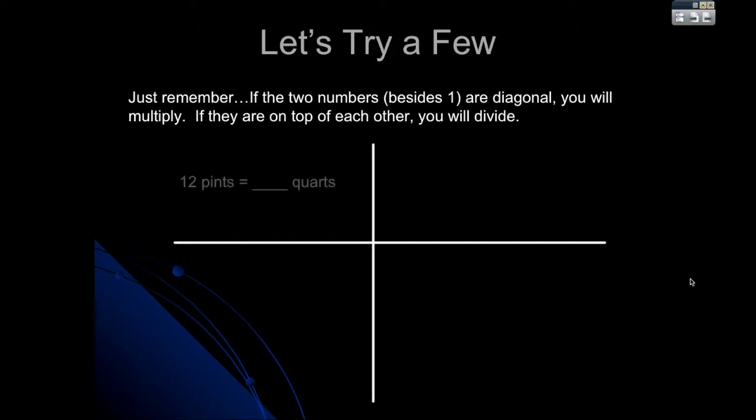Okay, let's try a few. Just remember, if the two numbers are diagonal, you'll multiply. If they're on top of each other, you will divide. Actually, I might have you get your clickers, and I'm going to try it out and see how you guys do.